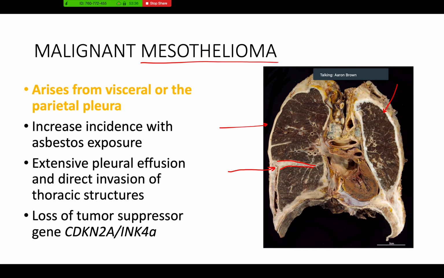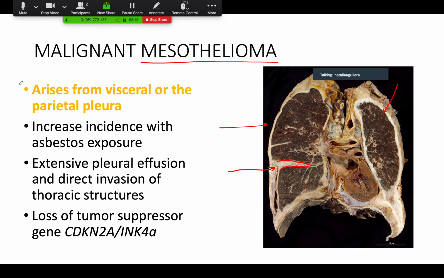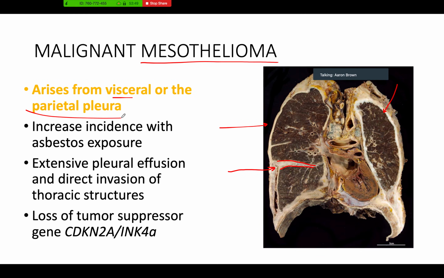Mesothelioma is just a tumor of the pleura, the lining of the lungs. That's all it is. It's a fancy name. All it means is a tumor of the pleura. This can be the visceral or parietal pleura, meaning the pleura that's right against the lung or the pleura that's against the chest wall. Patients who are exposed to asbestos have a higher incidence of mesothelioma.